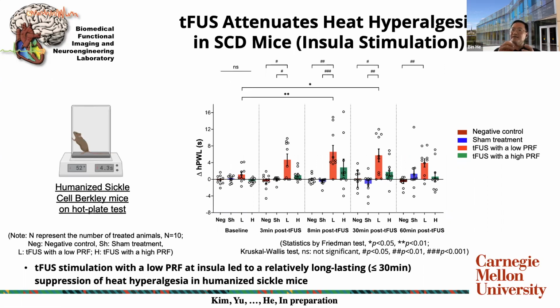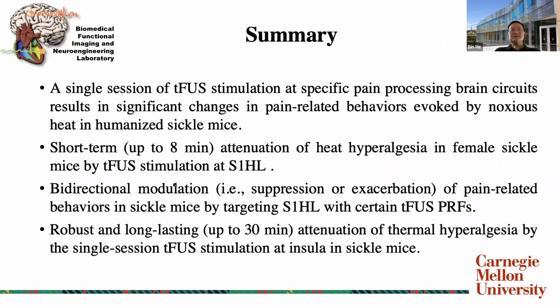So it looks like in a different brain region, the performance is different as well. But in short, this is what we found: ultrasound stimulation, even a single session, can decrease the pain sensitivity in general, but for the somatosensory cortex, the different PRF seems to have different performance. And finally, in the insular stimulation, up to 30 minutes post-stimulation, we observe decreased pain sensitivity following ultrasound stimulation.